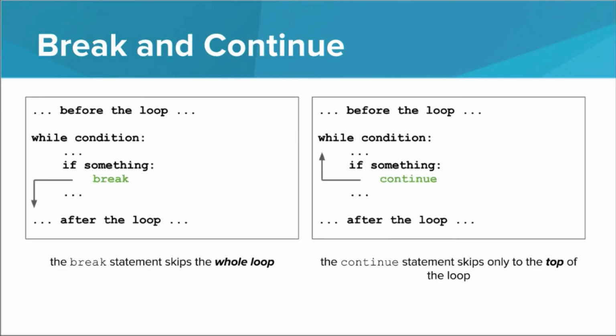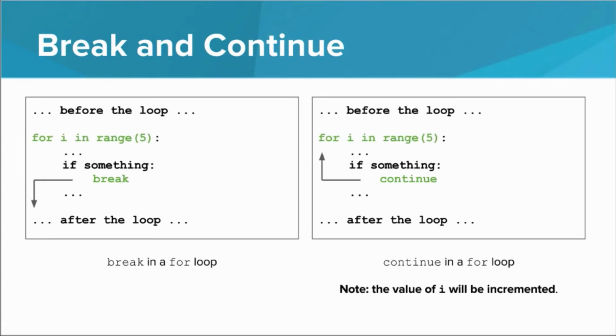What's continue? The continue statement, shown on the right, skips only to the top of the loop. Execution resumes at the top, where the condition is evaluated. Contrast this with the break statement, shown on the left, which skips the whole loop. Execution resumes after the end of the loop.